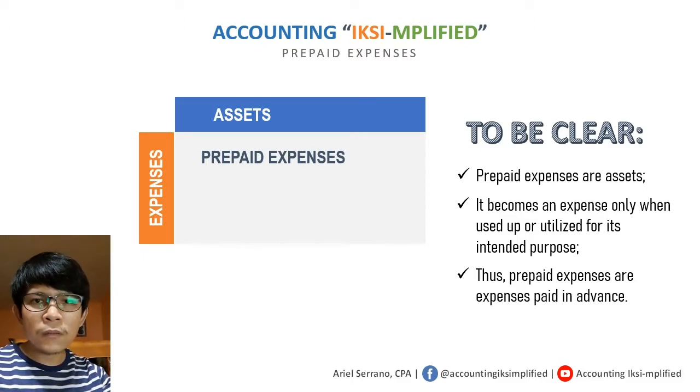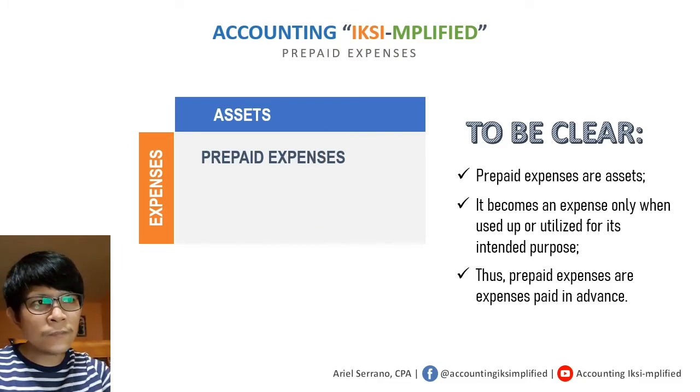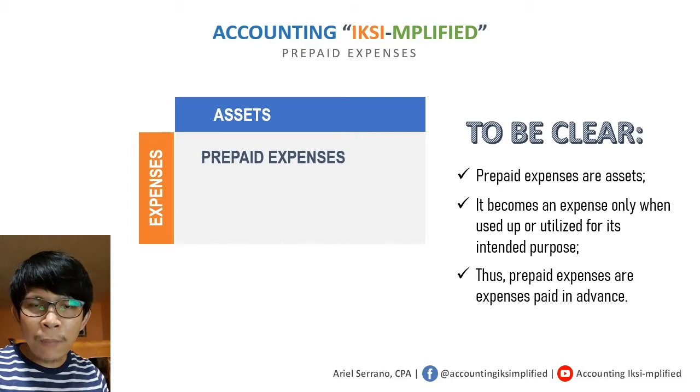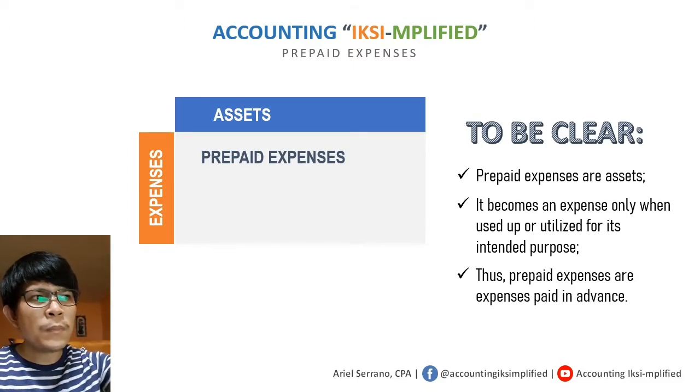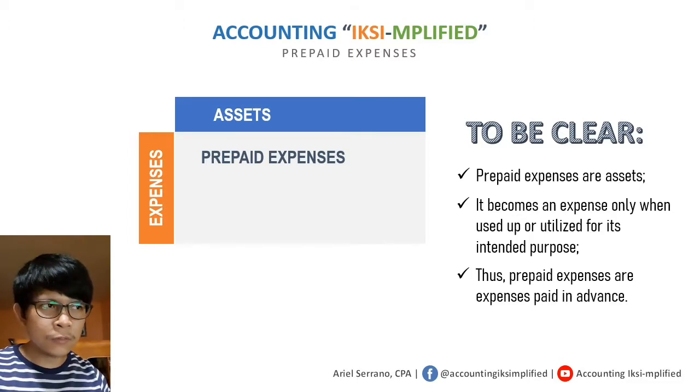Kung mapapansin mo kasi last episode, gumawa ako ng matrix para mas makabisado ninyo ng mabuti yung ating 4 na types of adjusting items. When we talked about prepaid expenses, kagaya ng nakaproject sa screen, on top of the box, assets, on the left side naman ng box, expenses. It only becomes an expense once the asset has been used up or napakinabangan mo na. Prepaid expenses are assets and becomes an expense only when used up or utilized for its intended purpose.